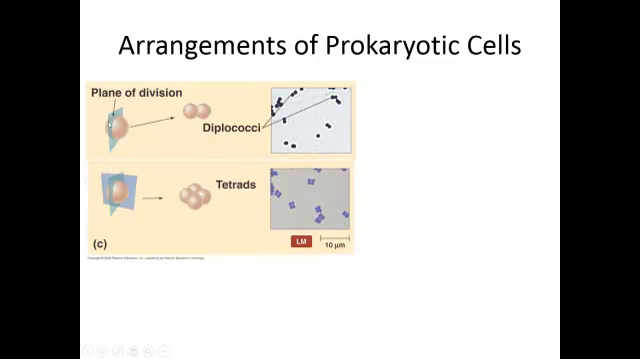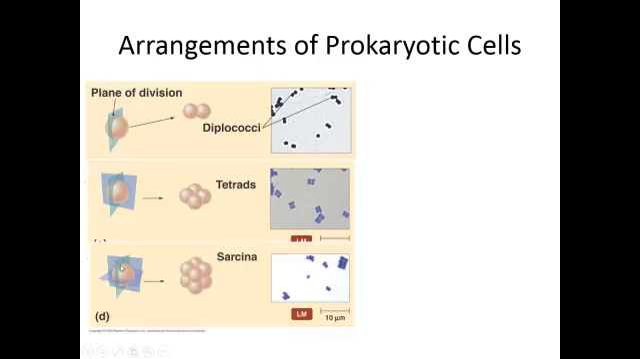Now, if you divide in two planes, first this one, then this one, then this one, then this one, and it has a tendency to hang together so that you form these two-dimensional squares or tetrads, that is also an arrangement. Now, if you divide in three planes and tend to stay together so that you form these cubes, we call these sarcina.